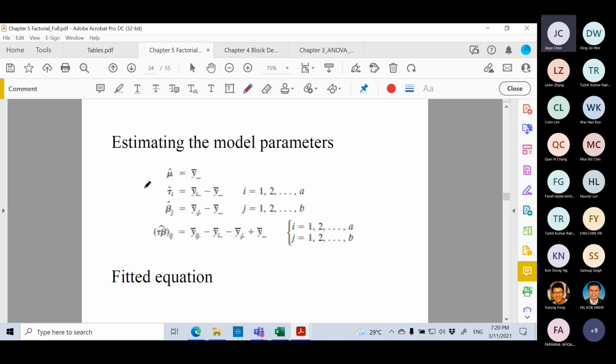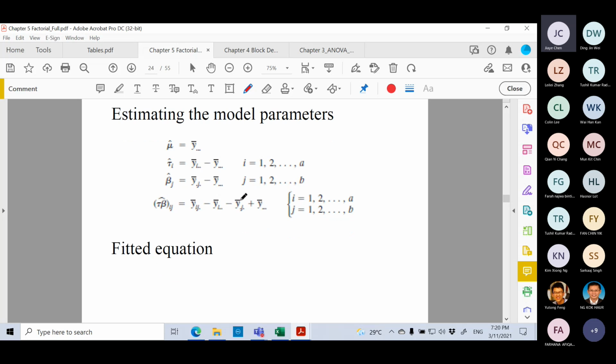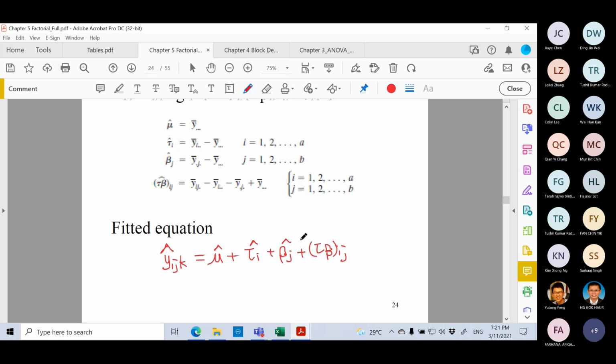Okay, once you have your model, then you can find out the fitted equation. So the fitted equation here, I will use the notation Yijk with a hat, it's called the fitted equation, which will be equal to the mu hat plus the tau i hat plus the beta j hat plus the tau beta ij hat. Okay, when you have a fitted equation, of course, you don't have the error term anymore.